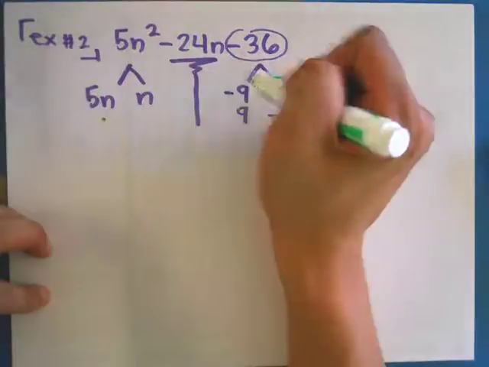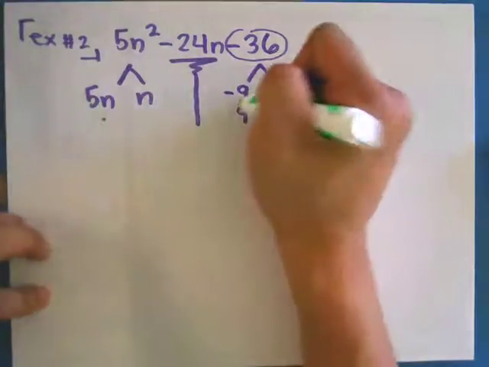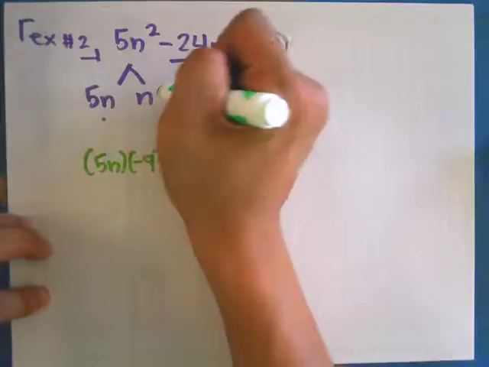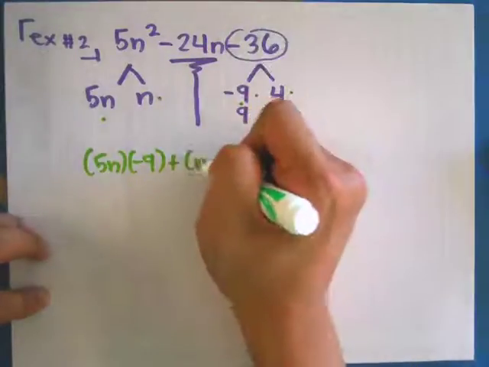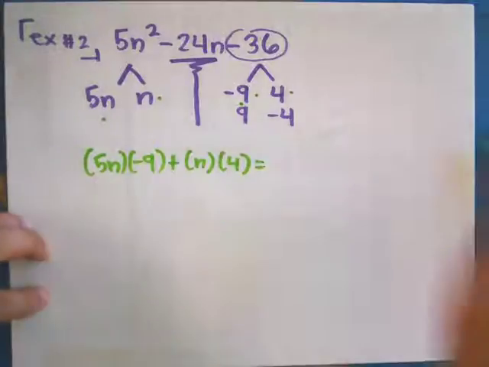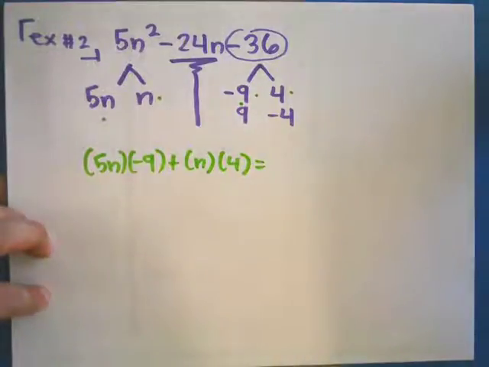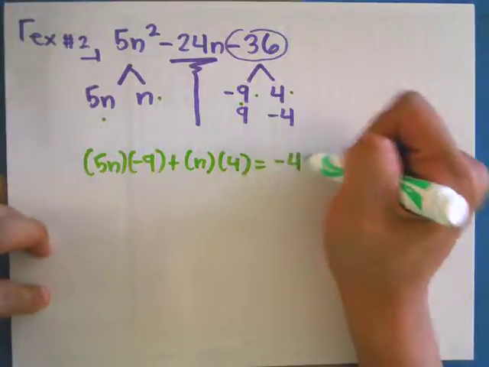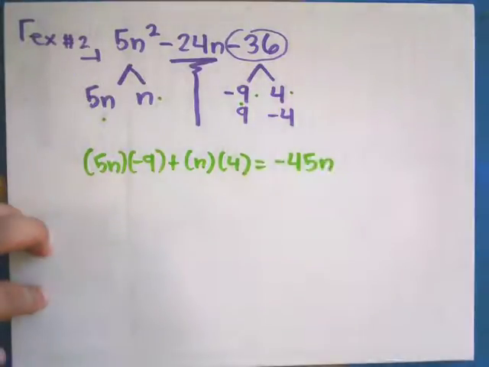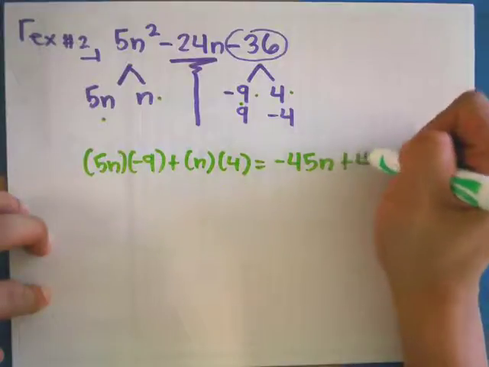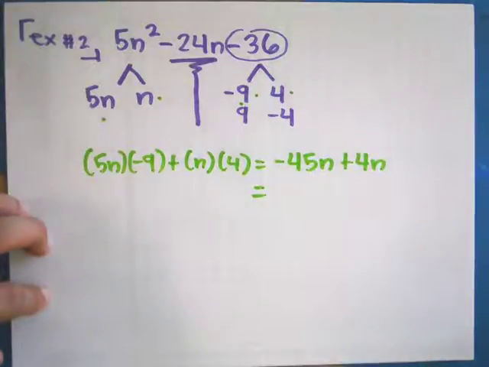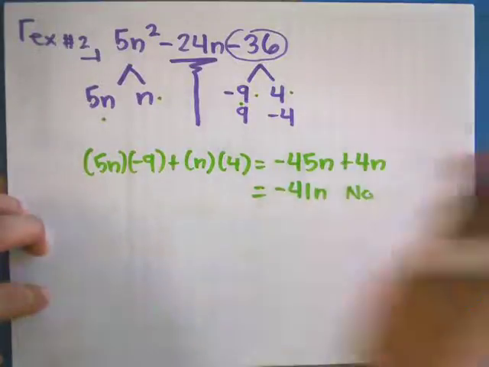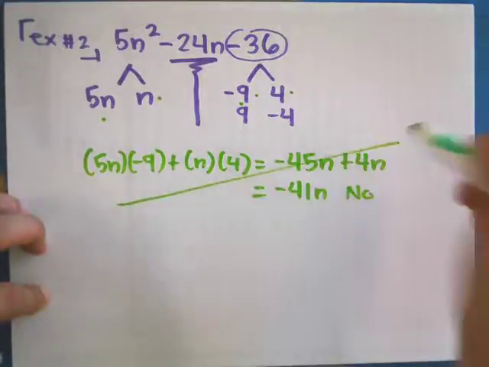Let's just try 5n times -9, and then we're going to add that with n times 4. And let's see if that works. If it doesn't work, we do another combination. That's really what this trial and error method is all about. And I think your teachers will call this method also reverse FOIL, okay? Anyway, -45n plus 4n is going to give us -41n, and that's going to be a no, okay? Because we want a -24n, so that's not it.